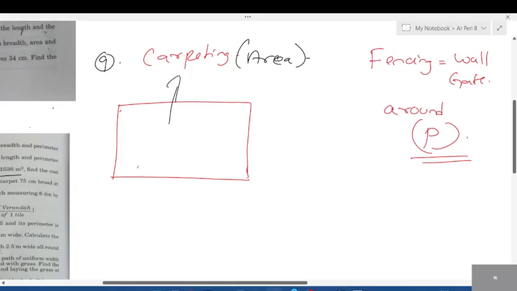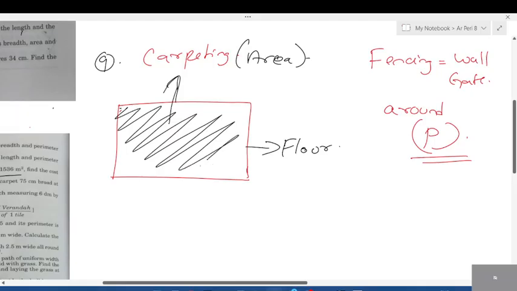Imagine this is just the floor. On top of this, you have to apply any material. It can be mud, stone, anything. That is known as carpeting, this entire thing. So carpeting is area. We need to find area. The formula is totally different for this, but remember the concept. When it comes to fencing, it is boundary. The meaning of fencing is boundary or perimeter. The meaning of carpeting is floor, also known as area. Okay, next.